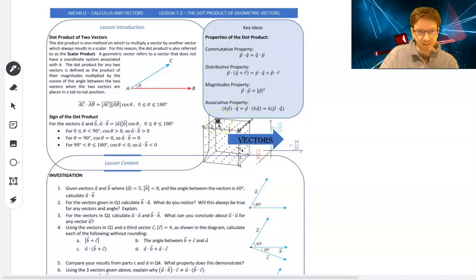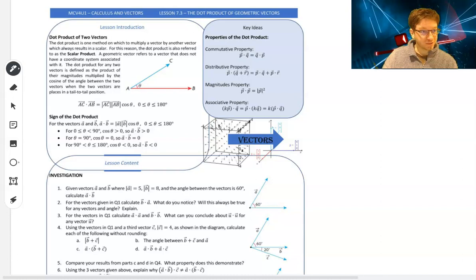So today's lesson is lesson 7.3, and we're going to be talking about the dot product of geometric vectors. So we've added and subtracted vectors, in both geometric and algebraic form. Now we are going to multiply vectors, and there's actually two different ways of doing it. There's a dot product, which we're going to start today, and there's a cross product, which we'll do later on in chapter 7.